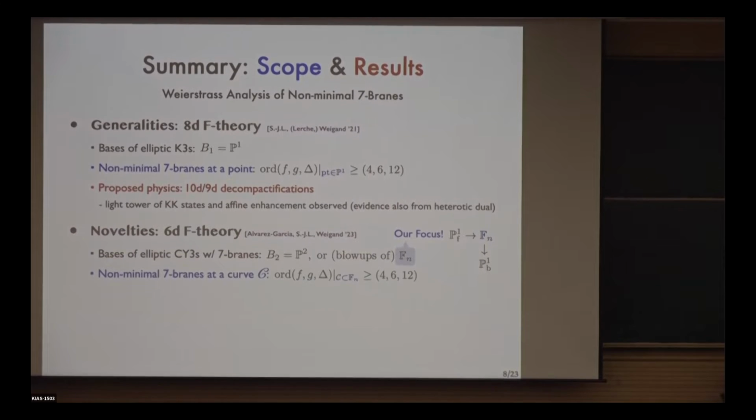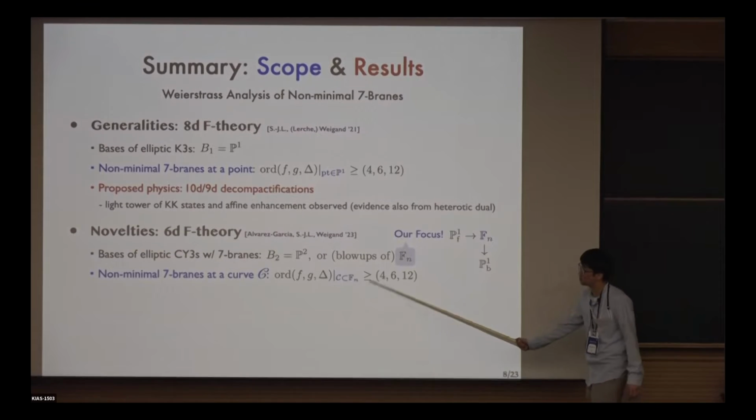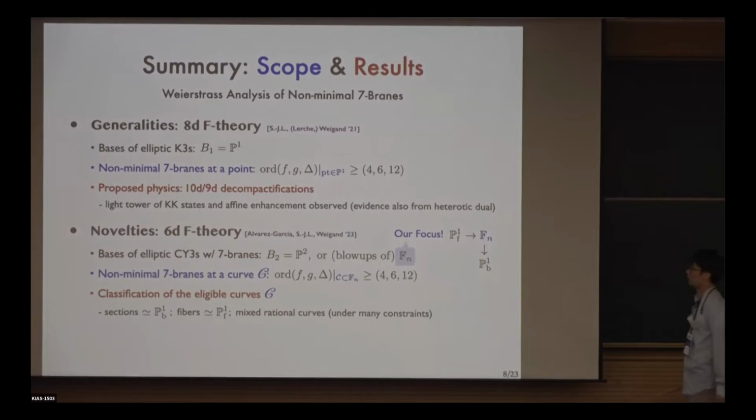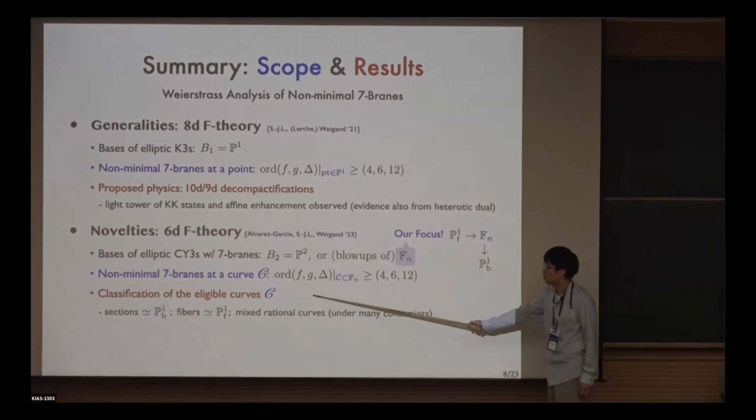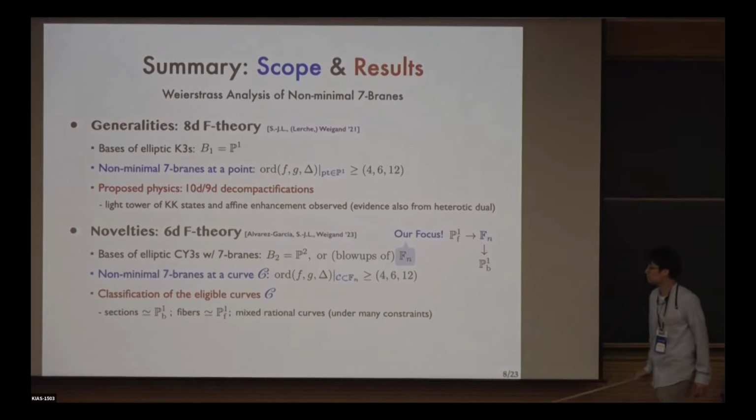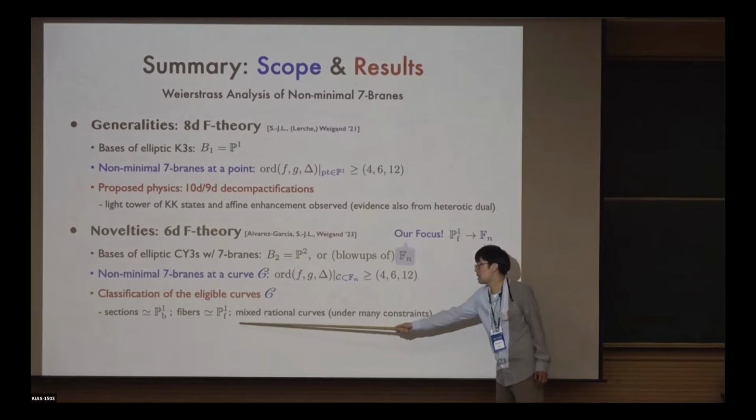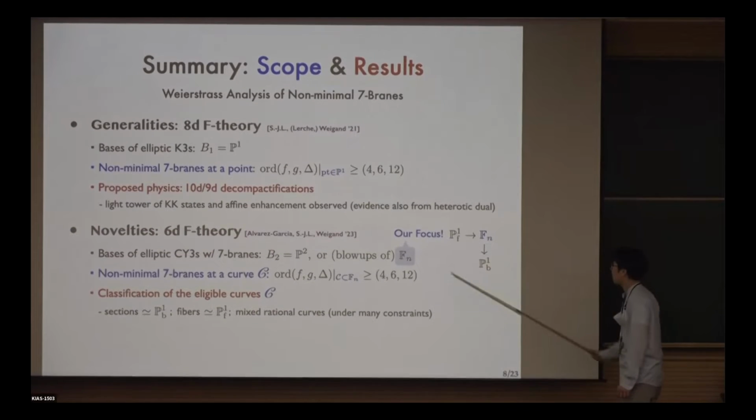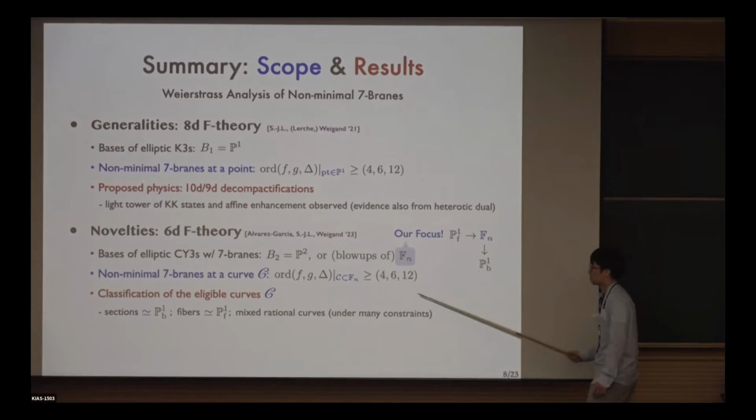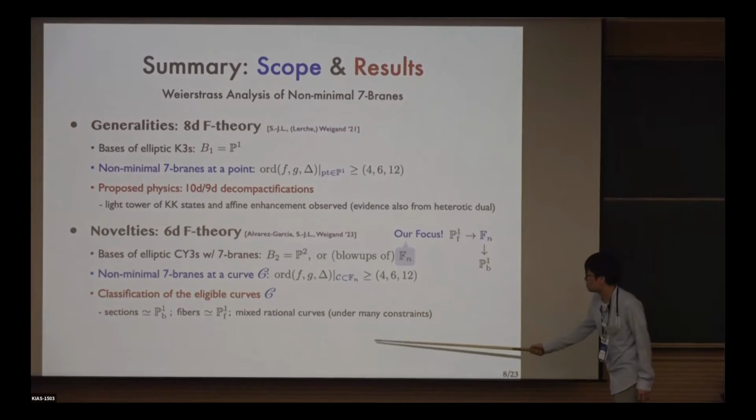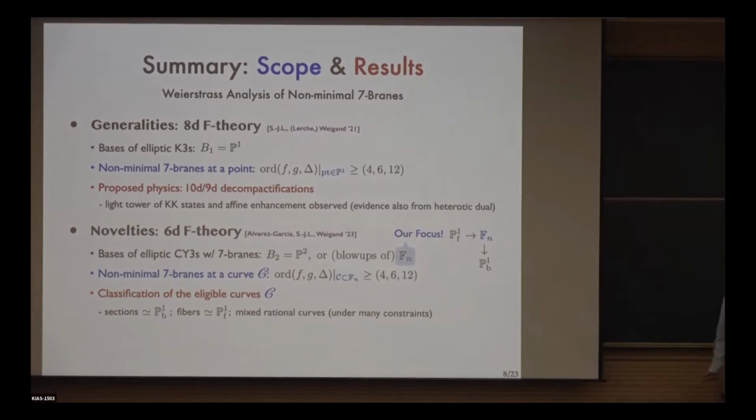Non-minimal 7 branes will now sit at a curve on this Hirzebruch surface Fn, and our first result will concern classification of the eligible curves on Fn that can support non-minimal 7 branes. And they can be either a section or a fiber of this rational fibration. And in case they turn out to be a mixture of these two classes, then they turn out to be under many constraints, which I will clarify.